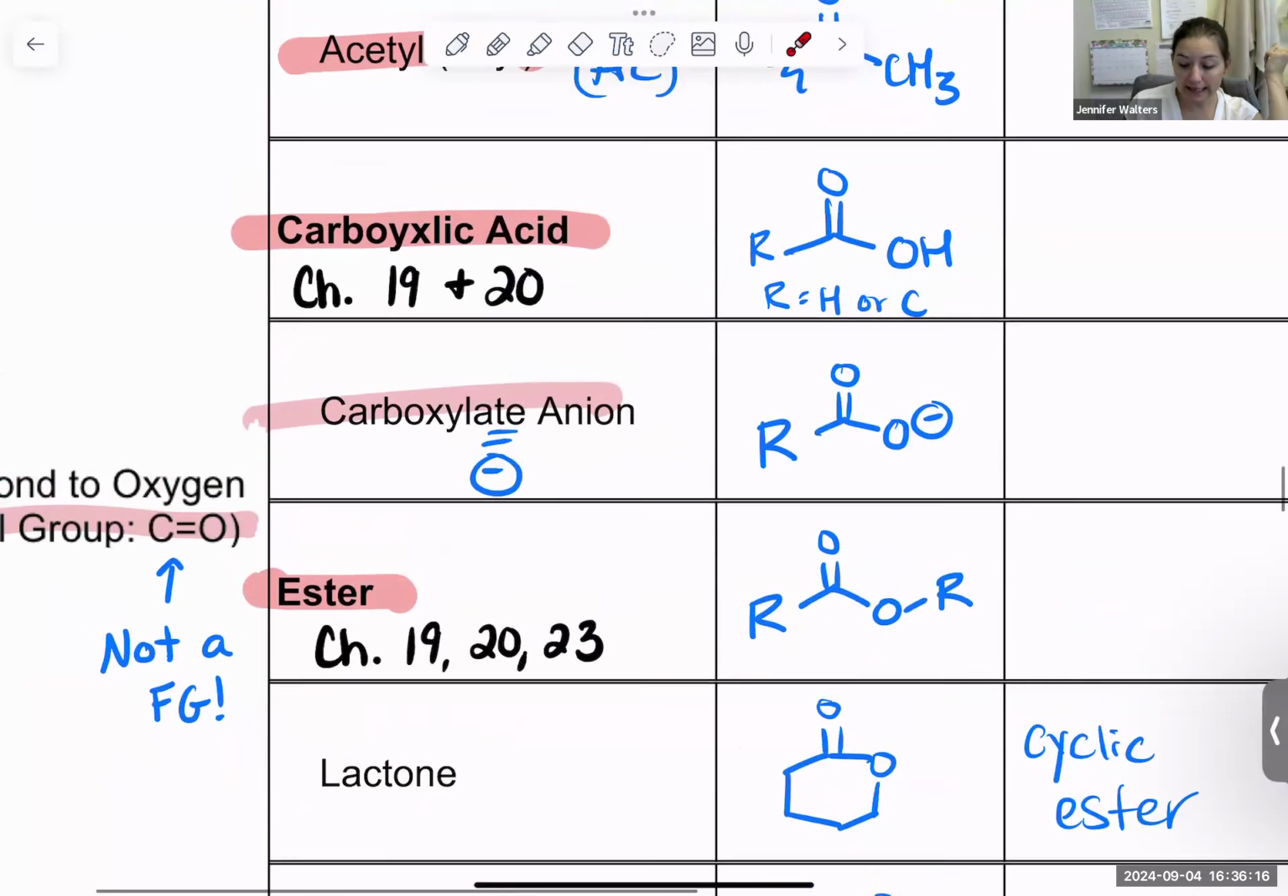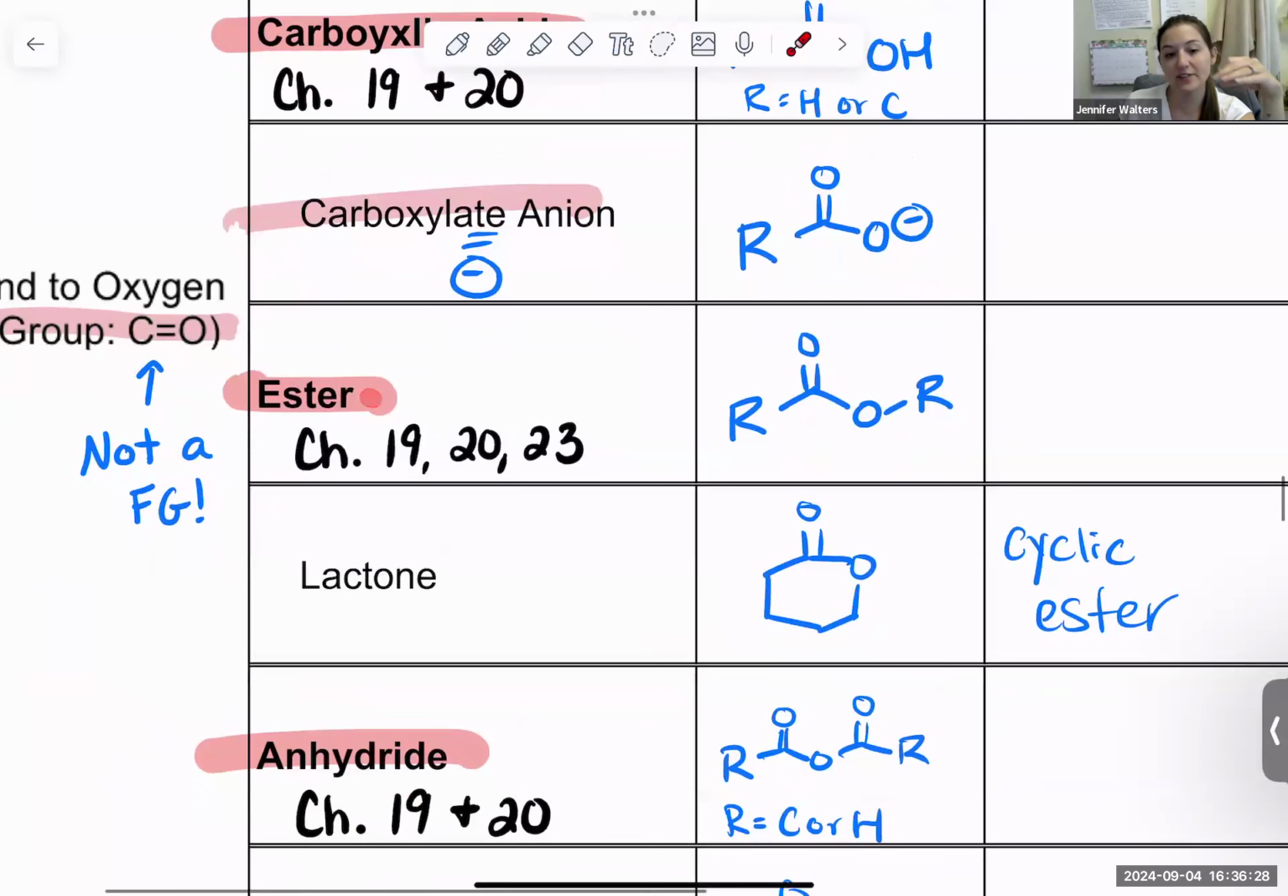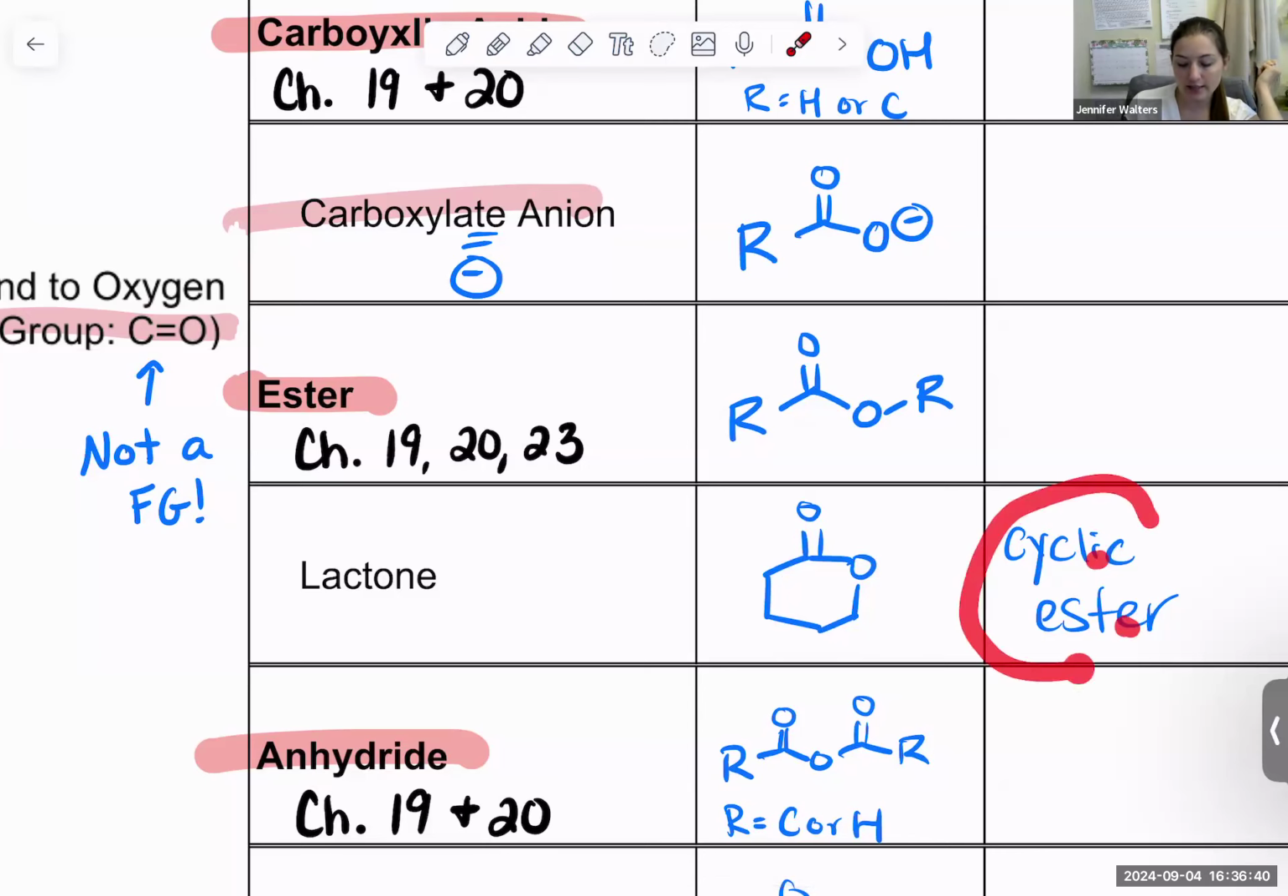If you replace the hydrogen of the carboxylic acid with a carbon, that gets you your ester. So that's where you have carbon, double bond oxygen, single bond carbon. That is your ester. A specific type of cyclic ester would be your lactone. So that's where you get a cyclic, any size ring. It could be 6, 5, 4, 3, whatever. It is now a cyclic ester. That is the description. Lactone is the functional group.